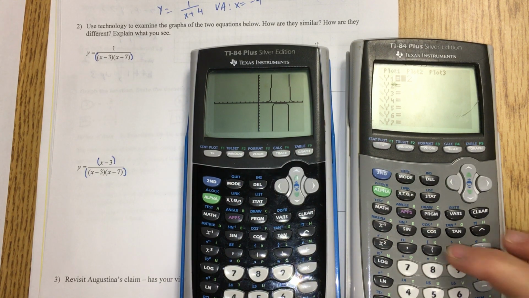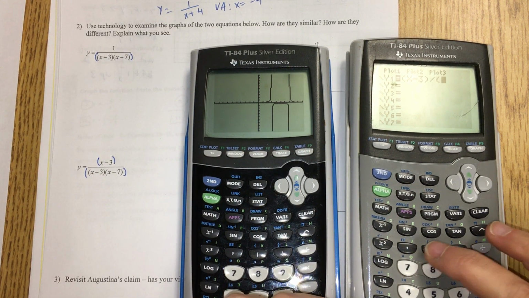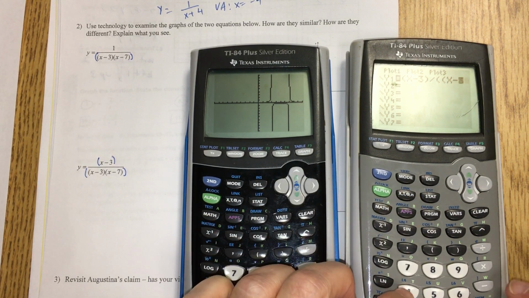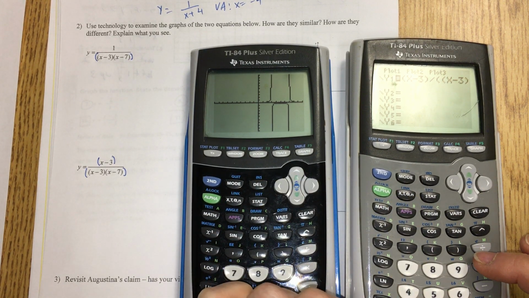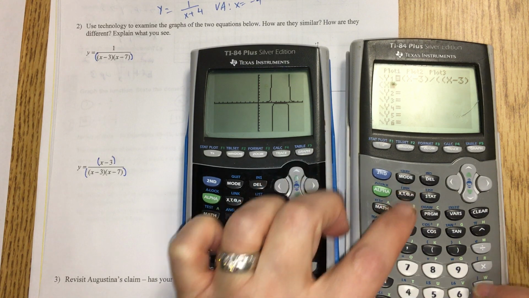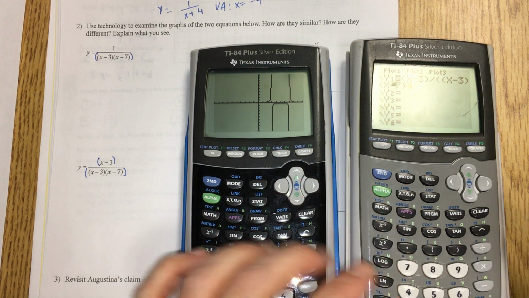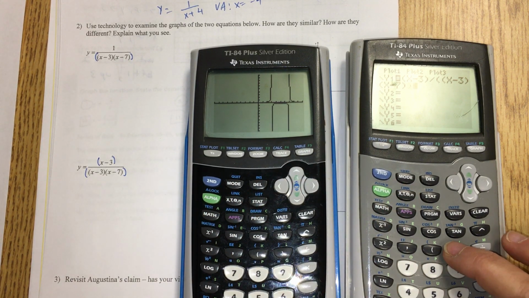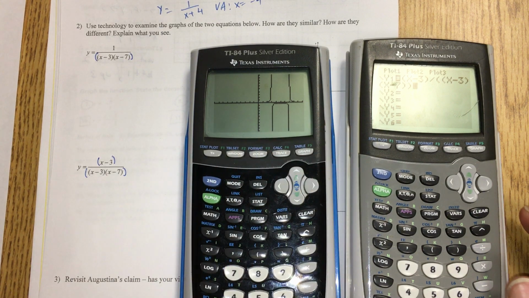I'm going to go parentheses x minus 3, close it, divided by parentheses, parentheses, x minus 3, x minus 7. So if we were doing this in class, I would have half the group do one and the other half do the other and have you compare. So if you want to do one and look at the other one for mine, that is up to you, or you can just look at both of mine. So here's the second graph.